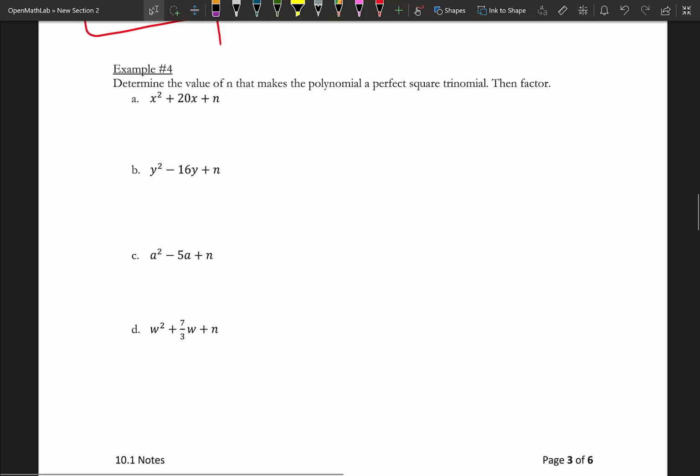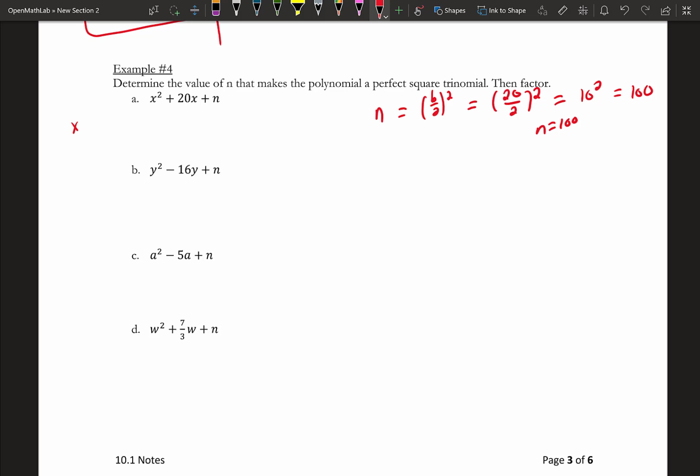So example 4, we're asked to determine the value of n that makes the polynomial a perfect square trinomial, and then we want to factor it. So n is going to be equal to b divided by 2 quantity squared. So b is always the coefficient for the variable raised to the first power, right? So this would be 20 divided by 2 quantity squared for this first one. So 20 divided by 2 is 10, so this would be 10 squared, which is 100. So we want n equals 100, right?